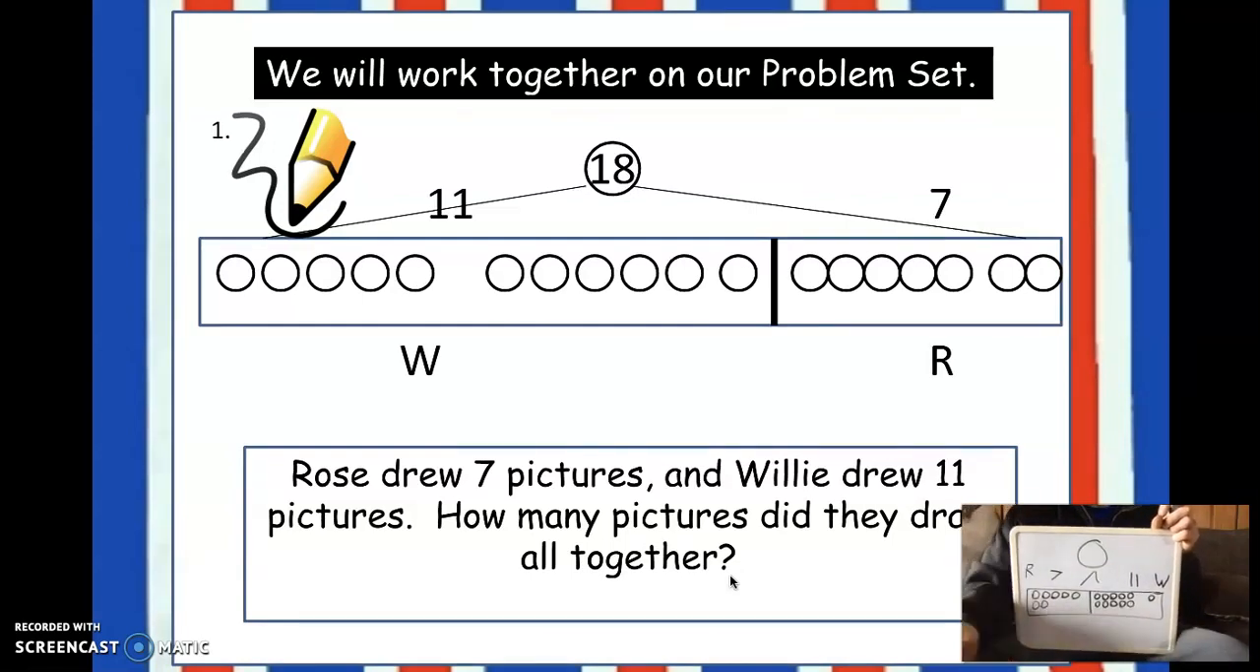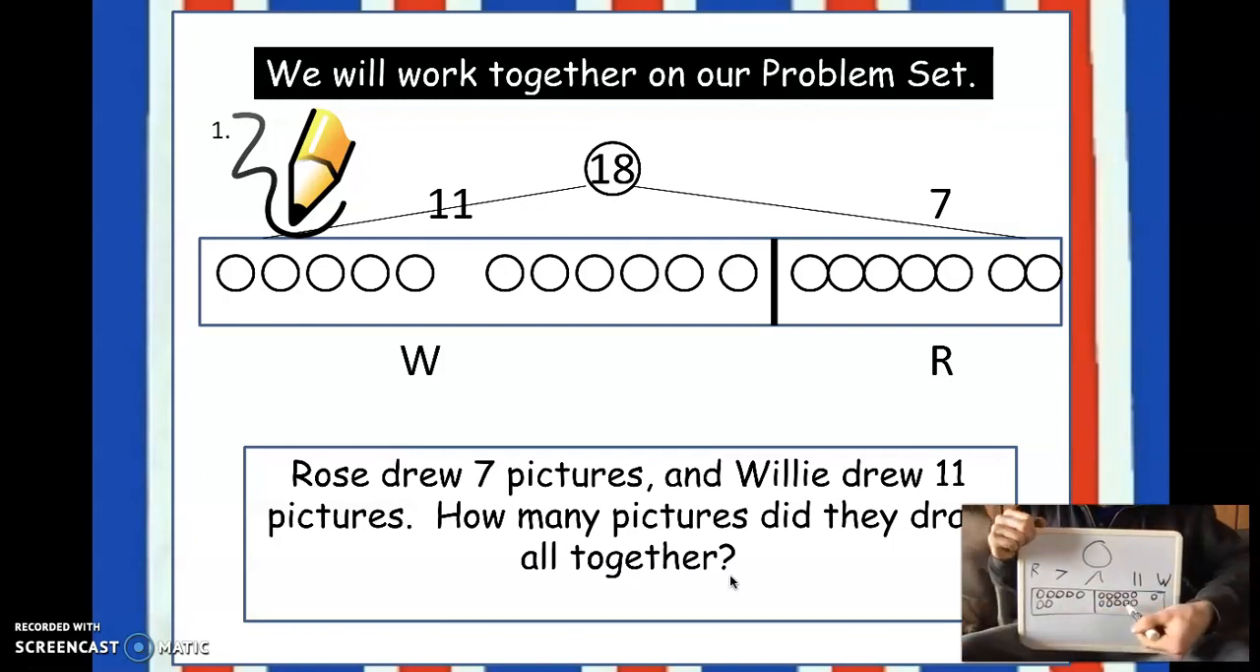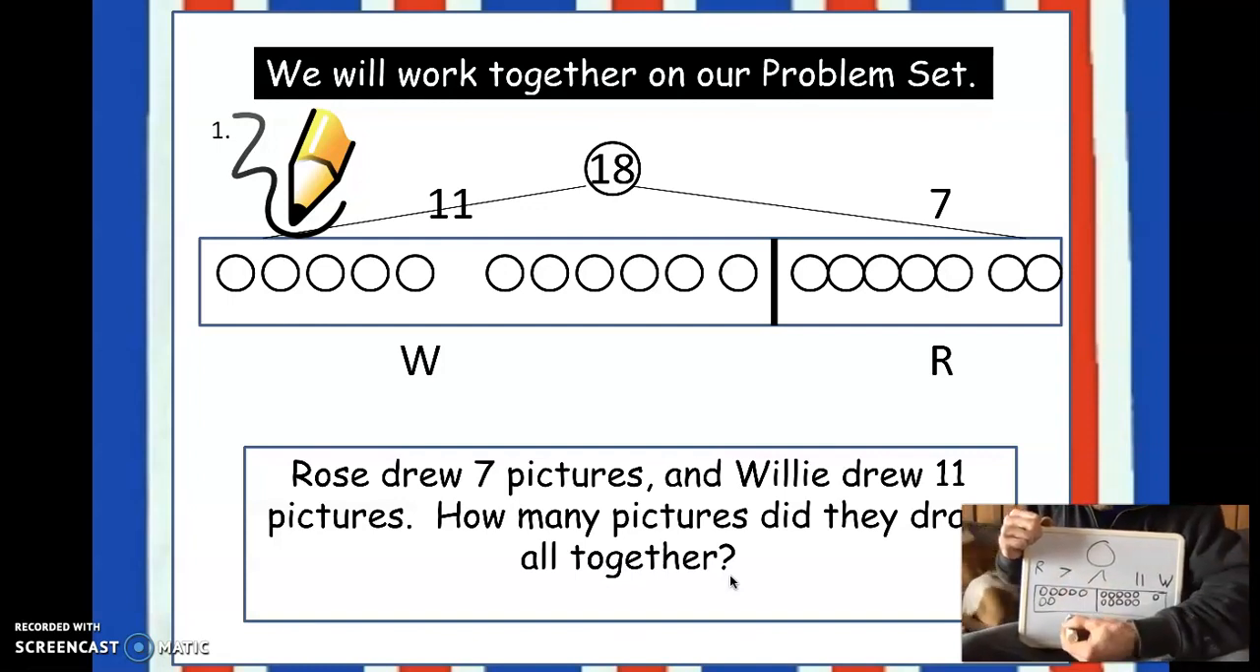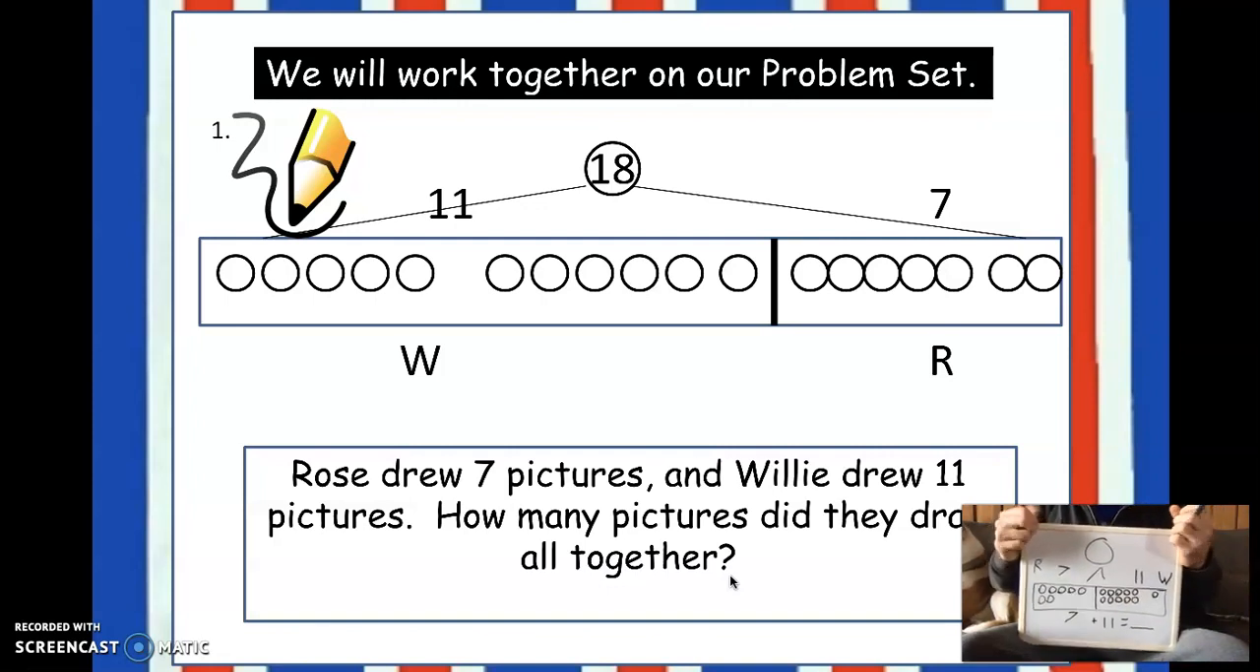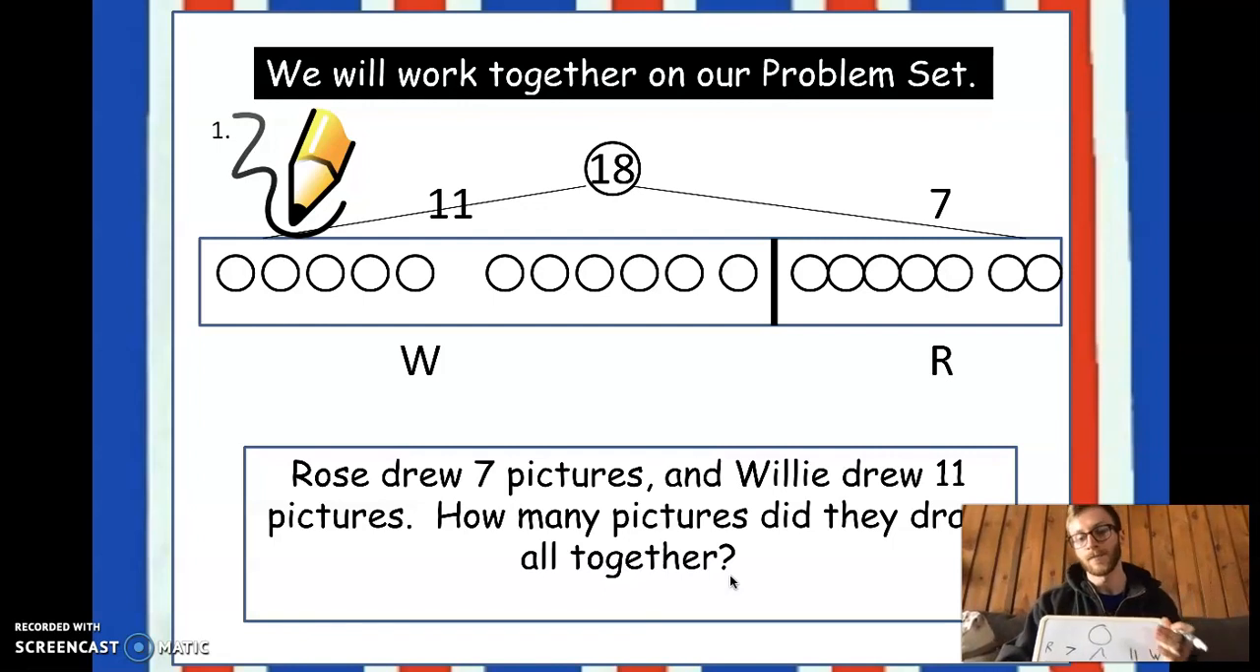Now it says, how many pictures did they draw all together? Oh, well that's simple. I know that part plus part equals whole, so I'm trying to figure out the whole. So I need to do 7 plus 11 to get my answer. All right, so 11's the bigger number, so I'm going to actually put that in my head because it doesn't matter if I do 7 plus 11 or 11 plus 7. Addition sentences can go either way. So let's put 11 in our heads and count 7 up.